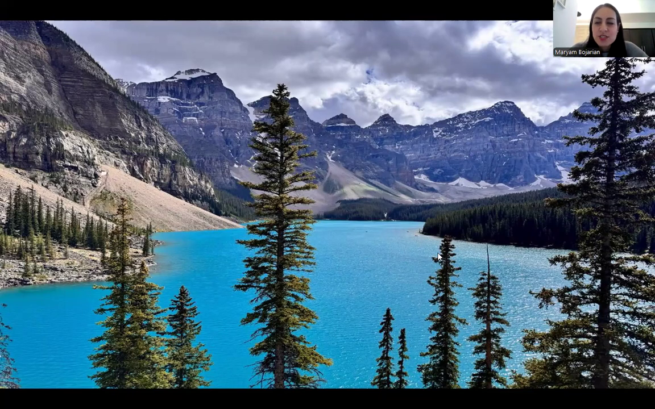Just for your information, this is Moraine Lake in Banff National Park, Canada, and I highly recommend visiting and exploring it. Thank you, everyone, and have a great day.